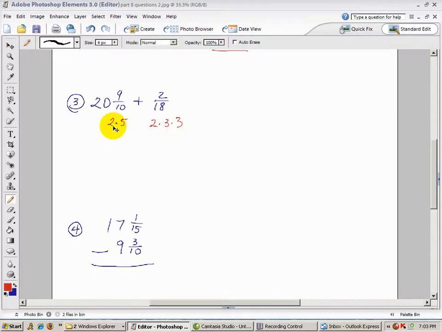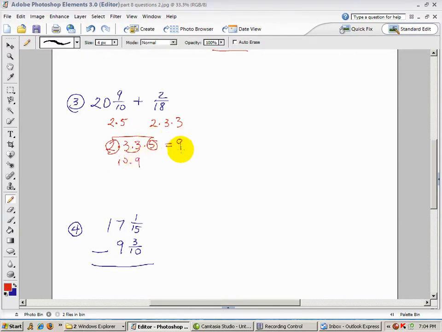Our common denominator needs the most 2's, well, it's tied with 1. The most 3's is here, and we have 2 of them. And the most 5's is here, and we get 1 of them. 2 times 5 is 10. 3 times 3 is 9.